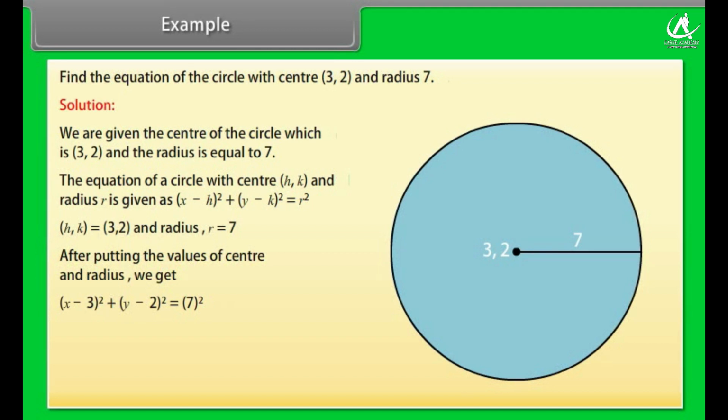By calculating it, we get x^2 + y^2 - 6x - 4y = 36.